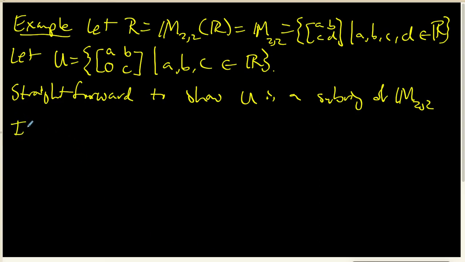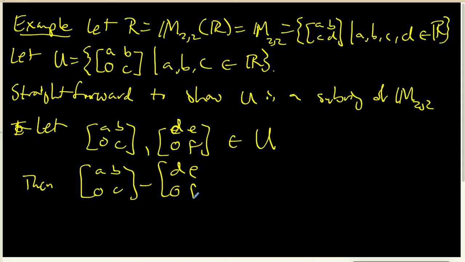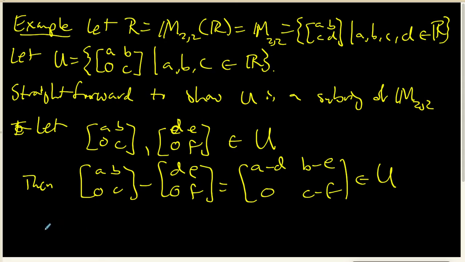So if I let this matrix and this matrix, so let's see, I'm going to call this one D, E, 0, F. These are two matrices inside U. And what I want to notice is that if I look at their difference, it is still upper triangular, because it turns out that that's A minus D, B minus E, 0, C minus F, and that's clearly an upper triangular matrix.